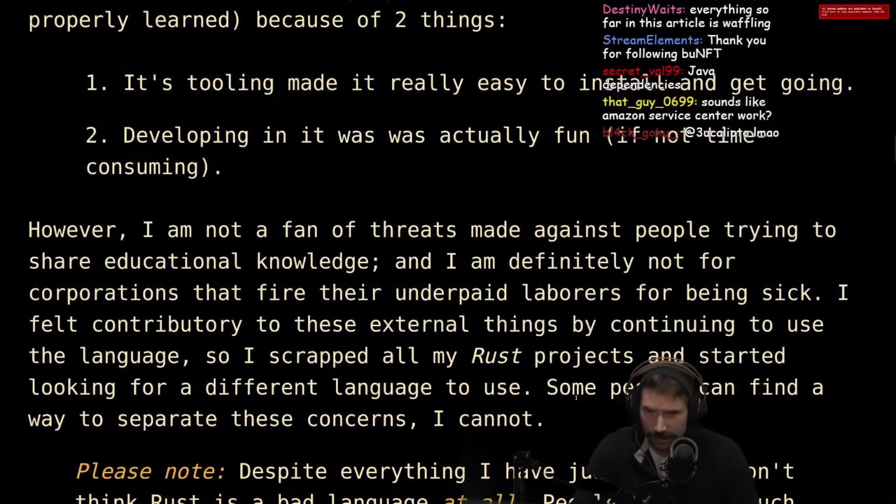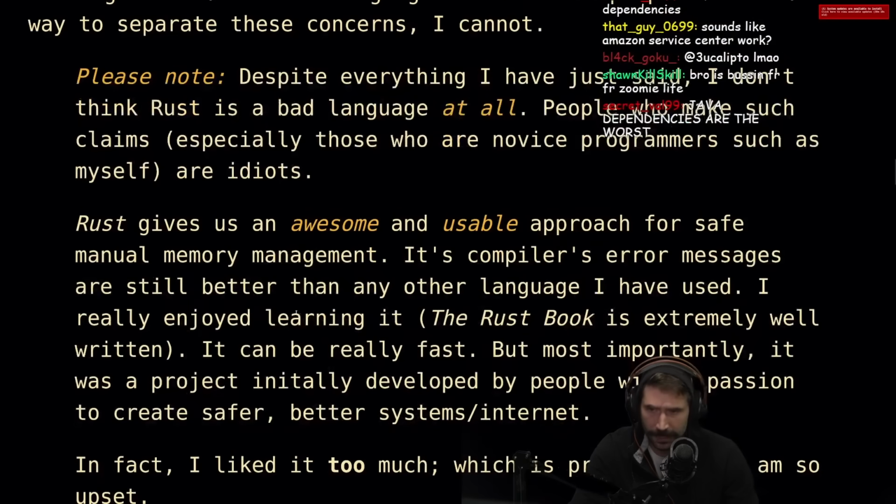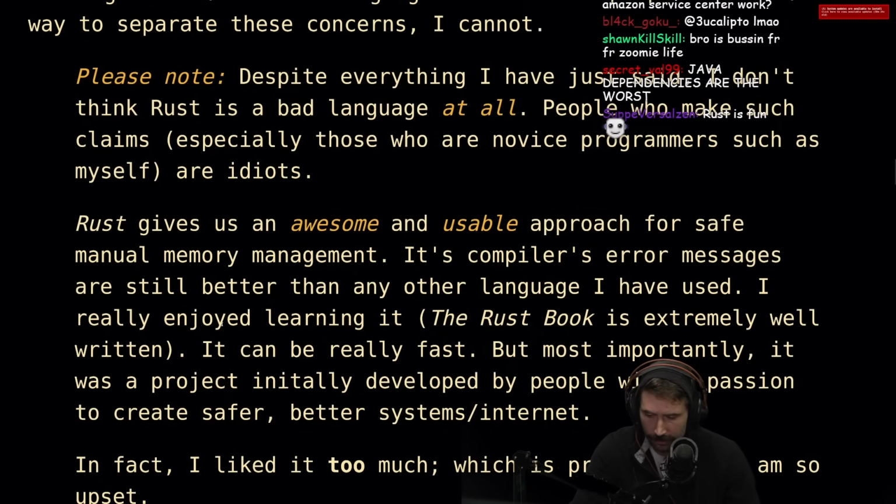Okay, I actually really like this. I think Rust is a great language. So it sounds like the crux of his problem is that he does not trust the foundation. Okay, that's fair. I think that's a fair claim, especially if you're trying to create Rust learning content and all that.